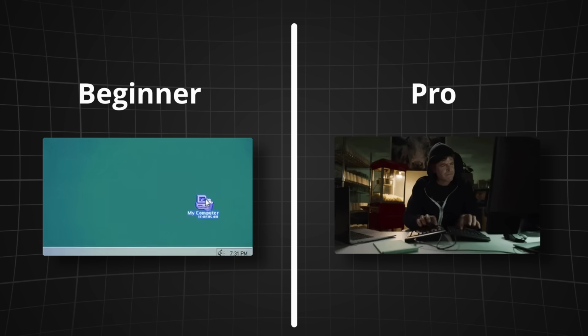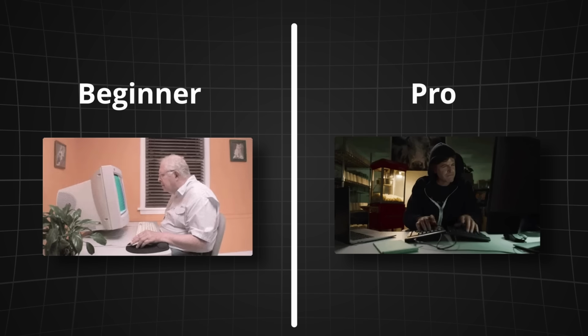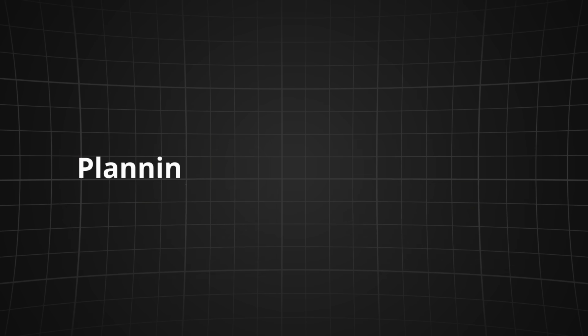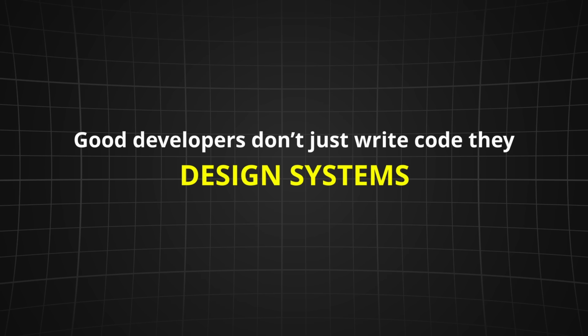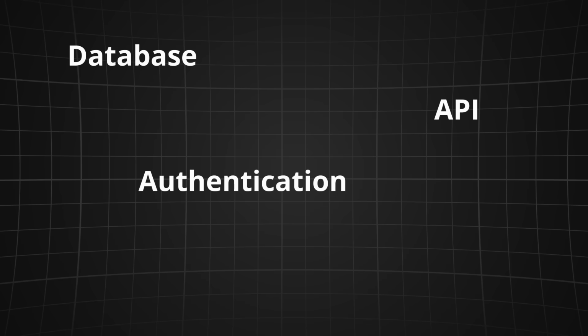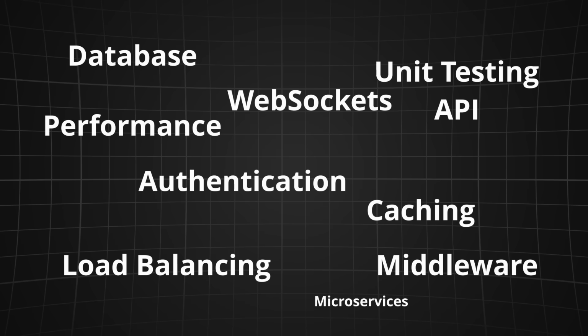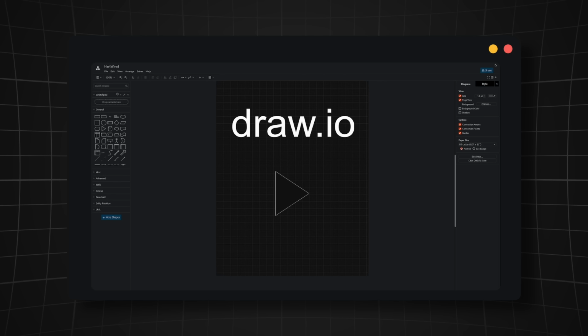But now let's talk about something that separates beginner devs from professionals: planning your projects properly. Number 3. Draw.io. The secret to professional level planning. Good developers don't just write code, they design systems. If you ever worked on a big project, you know how fast things get complicated. And Draw.io is the best tool for this.